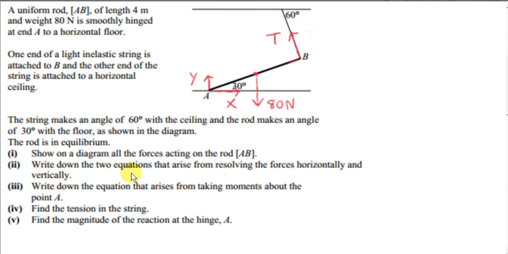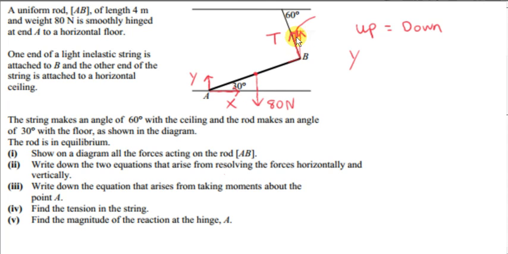We are going to write down the two equations that arise from resolving the forces horizontally and vertically. The rod is in equilibrium, so that means the resultant force on it is 0. If that's the case, the sum of the upwards forces acting on this rod must equal the sum of the downward forces acting on it. So what are the upward forces? Well, we have y. The magnitude of this vector is y. It's pointing up. We want the upward component of vector T. So that's this component here.